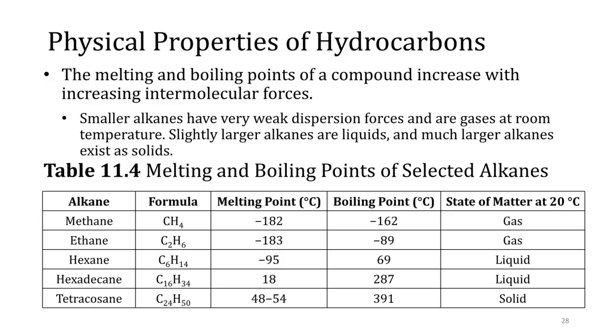So melting and boiling points of a series of alkanes are shown here: methane, ethane, hexane, hexadecane, and tetracosane. This just shows the formula. You wouldn't know the name tetracosane, but it's C24H50. It's a very long hydrocarbon, right? And you can see the melting points increase as the molecule gets bigger. The boiling point increases. And then the state of matter at room temperature goes from a gas to a liquid to a solid as we increase the size of the system.